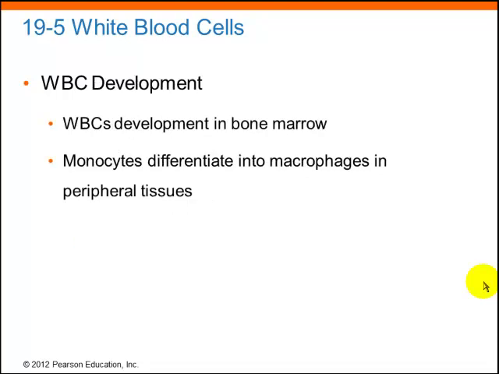So in the bone marrow, we're going to see the differentiation of the other kinds of cells. The other kinds of white cells are all going to mature in the bone marrow, except the monocytes. Remember, monocytes wait until they get into the peripheral tissues to finish their last stage of development into the macrophages.